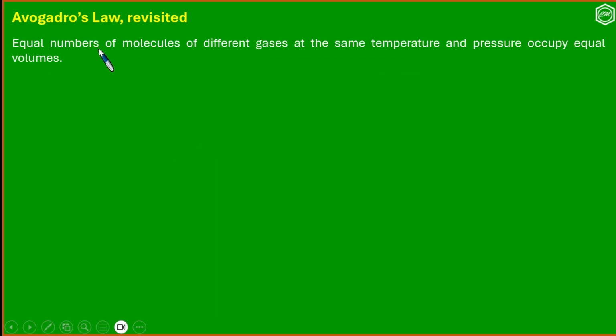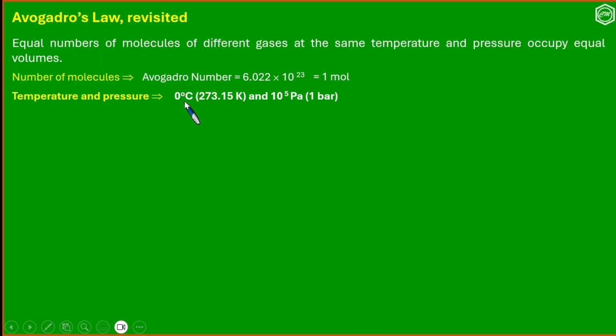Taking the second definition, equal numbers of molecules of different gases at the same temperature and pressure occupy equal volumes. Here the number of molecules, we take it as Avogadro number, 6.02 × 10^23, and that is 1 mole. Now the temperature and pressure we take as 0 degrees Celsius or 273.15 Kelvin and 10^5 Pascal, that is pressure, that is 1 bar. And this temperature and pressure is called STP, standard temperature and pressure.